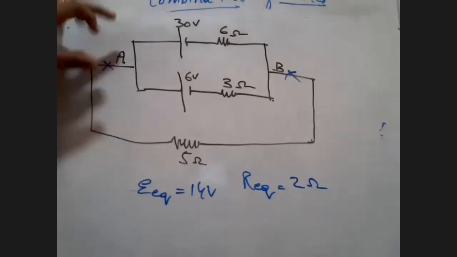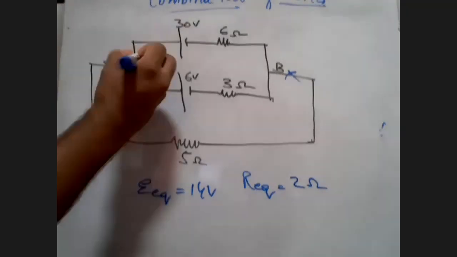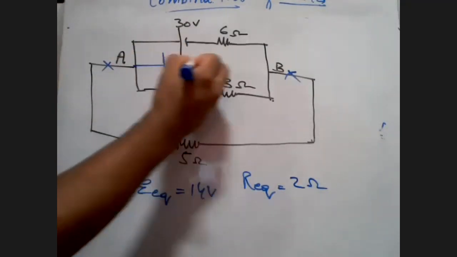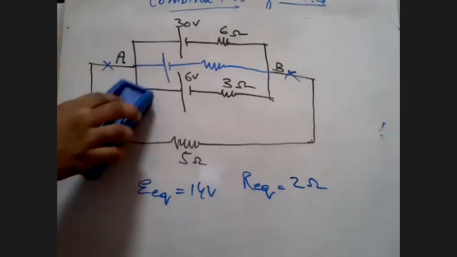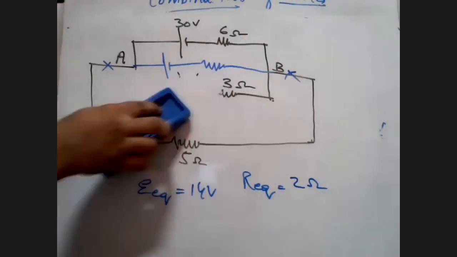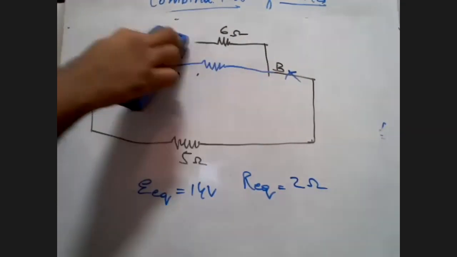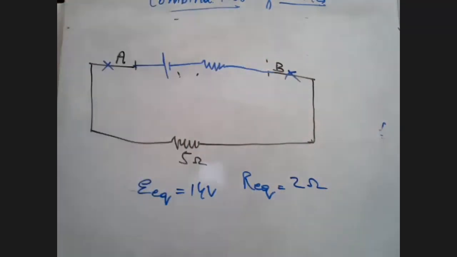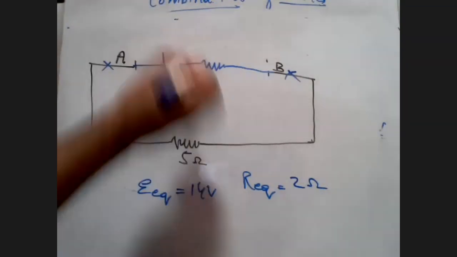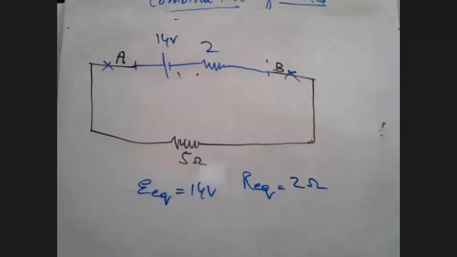So can I replace this entire parallel combination with an equivalent battery and an equivalent circuit here? Yes or no? Yes, sir. So now can you find out the potential? To find out the potential, first you have to find out the current. When this is 14 volts and this was 2 ohms, what is going to be my current?